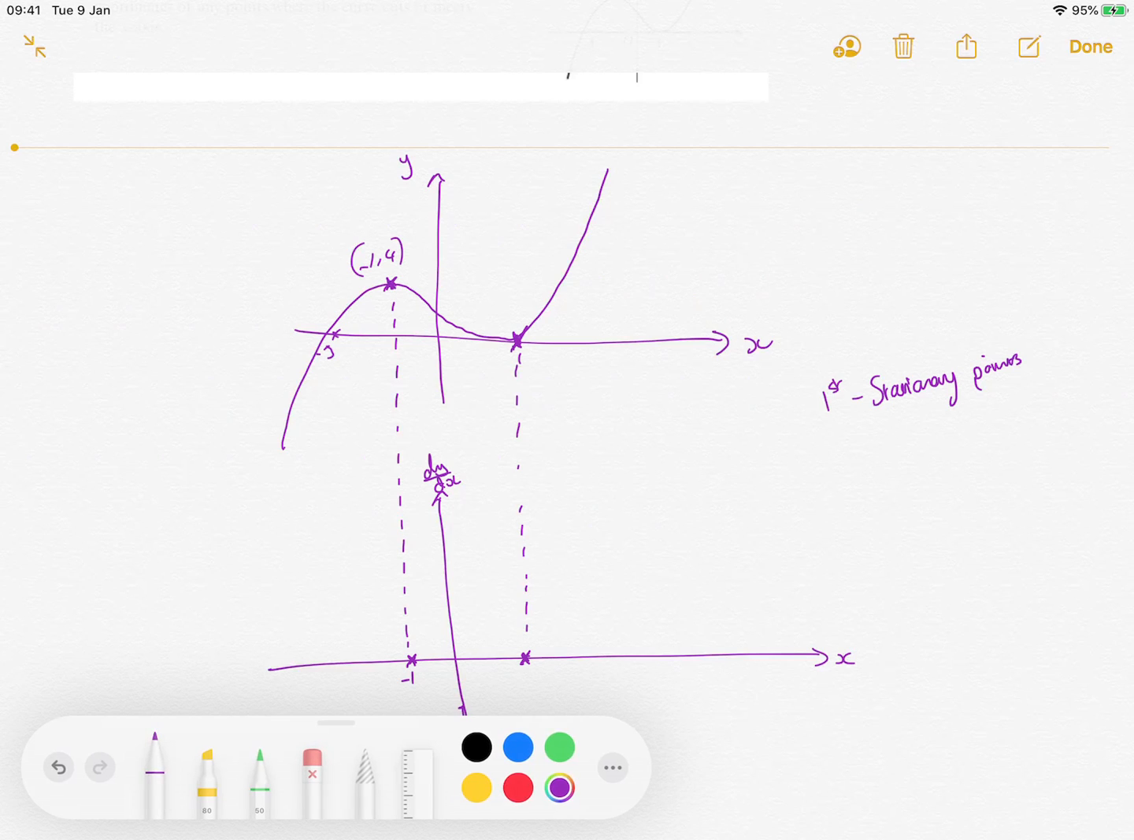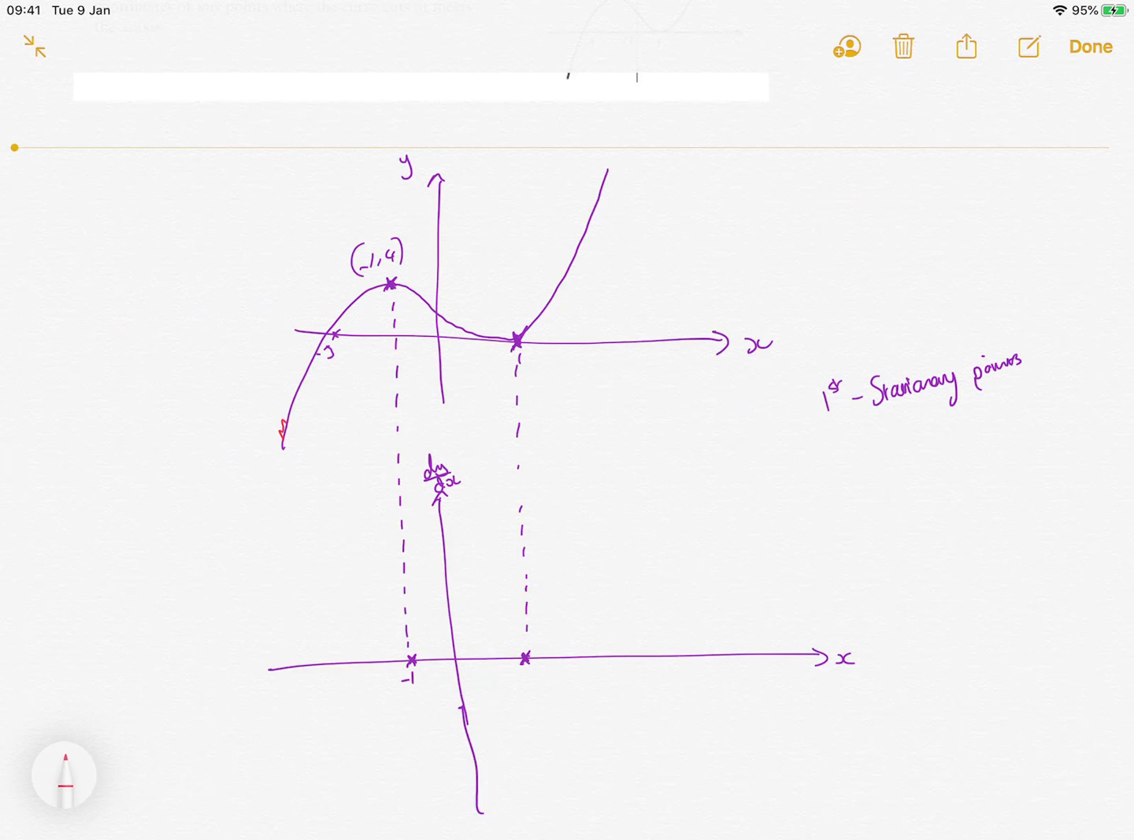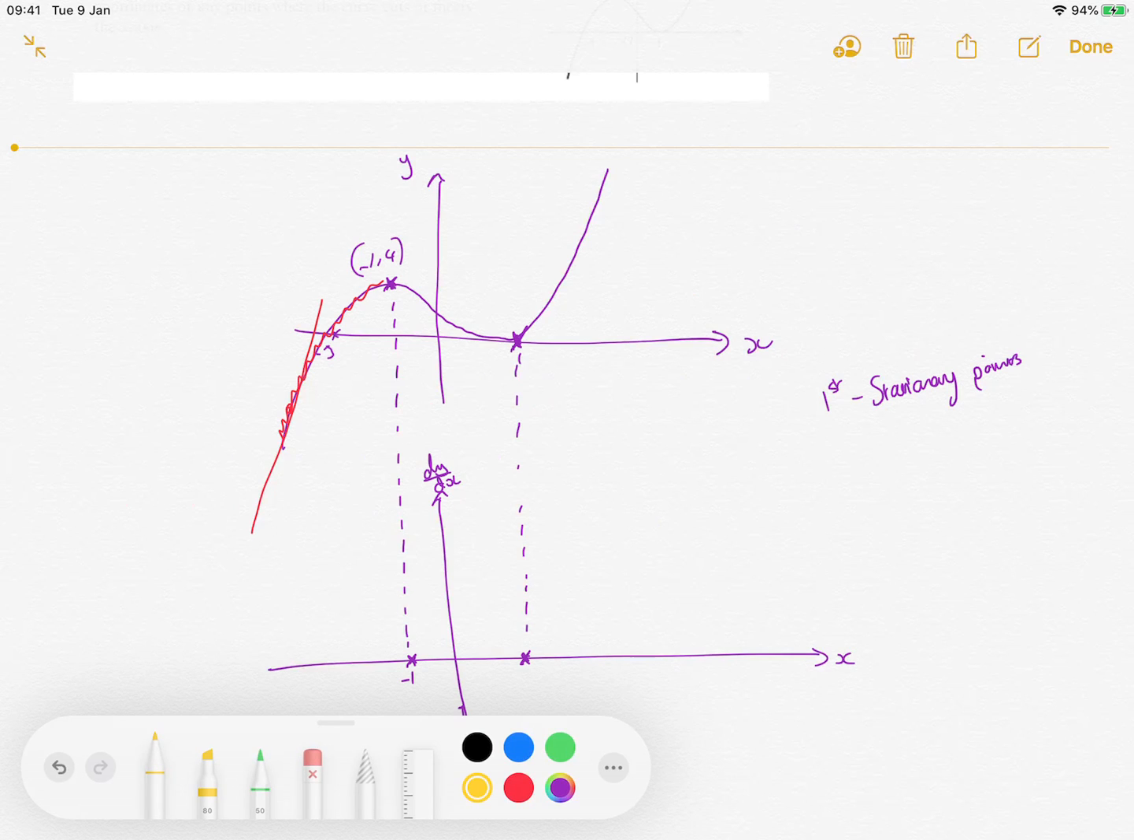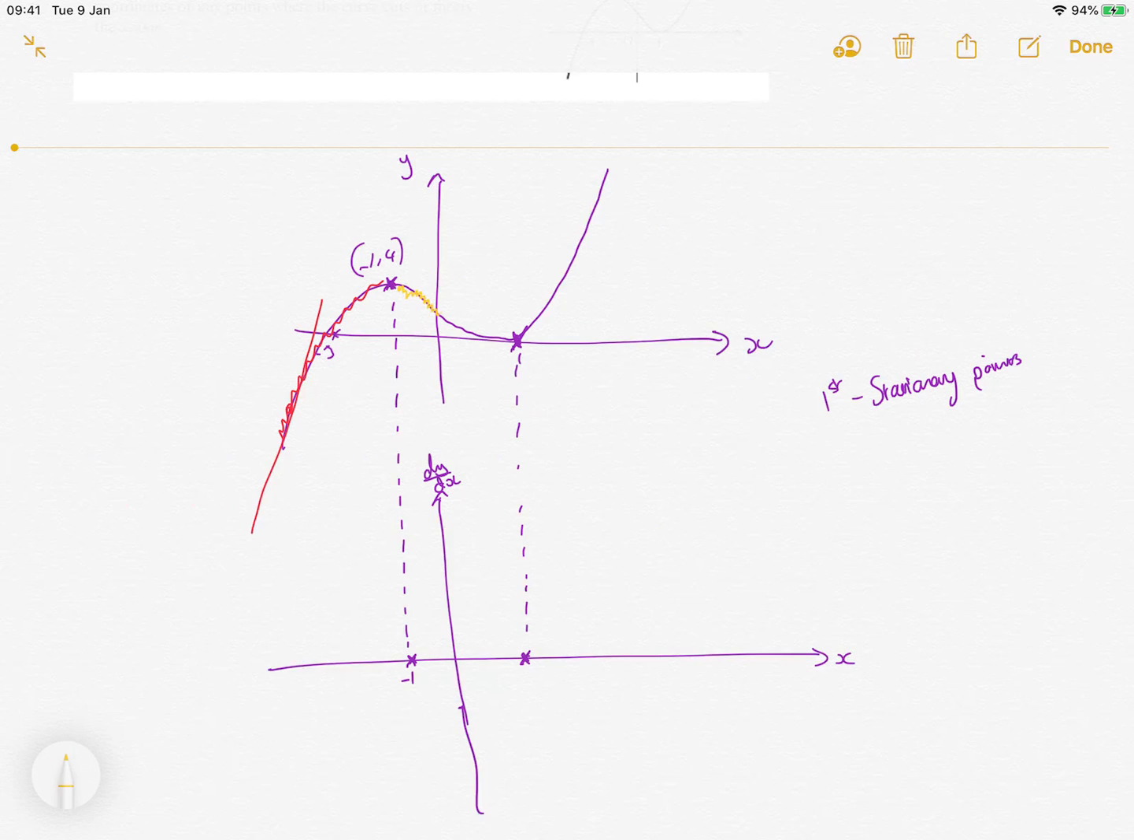Then what you should do is look to the left of the stationary point. So what's going on here? Well, if I drew a tangent, I can see my gradient would be positive. So all of that's going to be above the x-axis. Then to the right of that stationary point, if I drew a tangent here or anywhere along here, it would be negative. So I know that in between the stationary points, my gradient is negative, so it's going to look something like that.